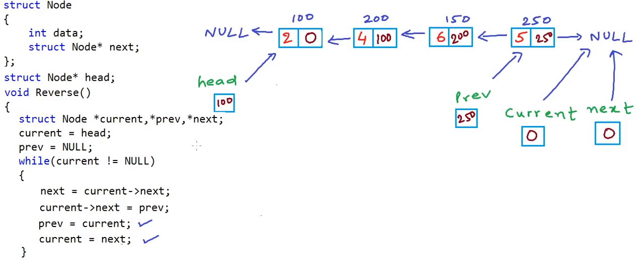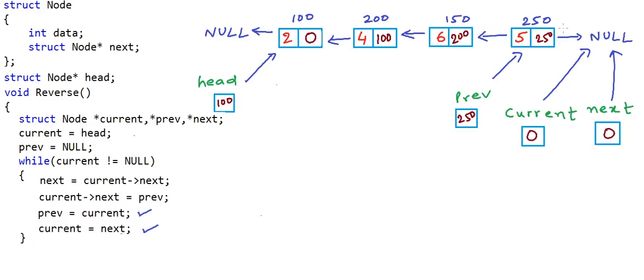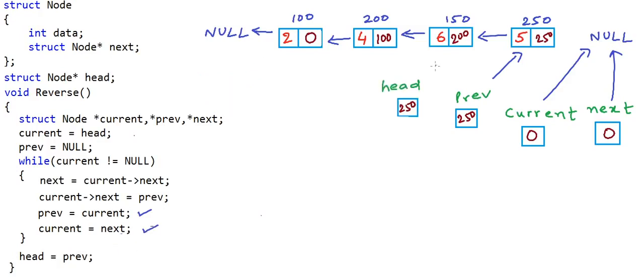And there is one more thing remaining here. We need to adjust this particular variable head. This link at this stage does not exist, and in my code I'll say head should now be equal to the address in variable previous. So head is now 250. This is our new head, and now our list is reversed.